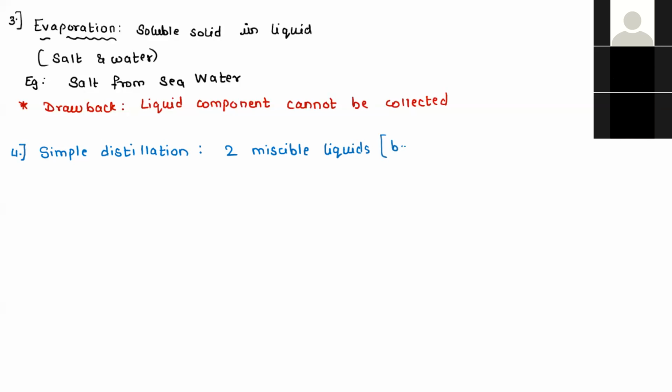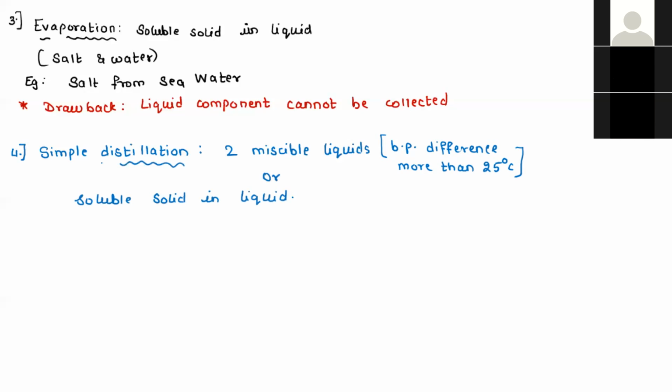but whose boiling point difference should be more than 25 degrees Celsius minimum. It has to be a difference of minimum 25 degrees Celsius, or you can use a soluble solid in liquid. Now, how the simple distillation process takes place, I'm going to just show you with the help of a diagram. For you guys, it's not needed to draw the diagram.